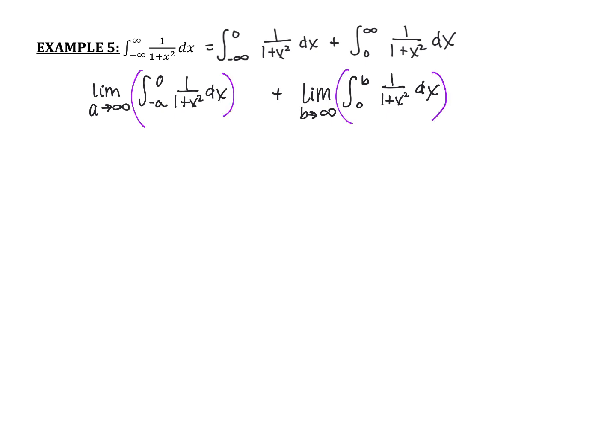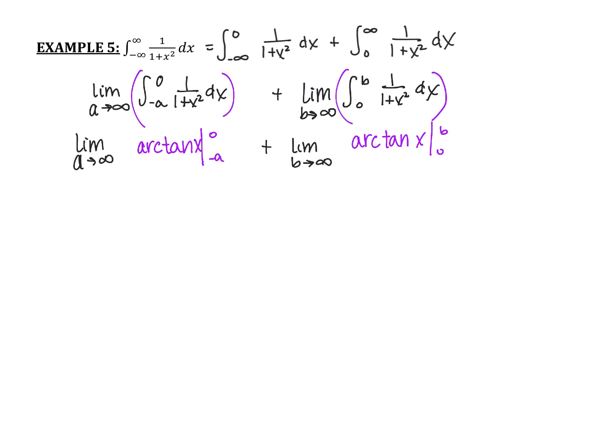Now, hopefully you recognize that. We haven't had it come up for a little bit, but that is the arctan formula. So this first one would be the arctan that needs to be evaluated from negative a to 0. And the second one would be the arctan of x that needs to be evaluated from 0 to b. And both of these still have the limits. So the limit as a approaches infinity and the limit as b approaches infinity.